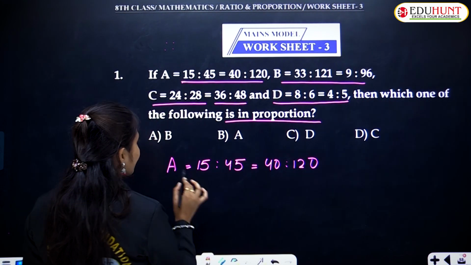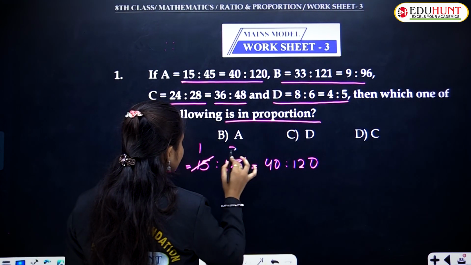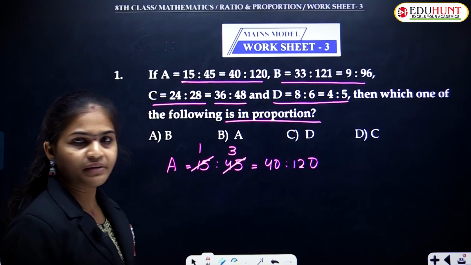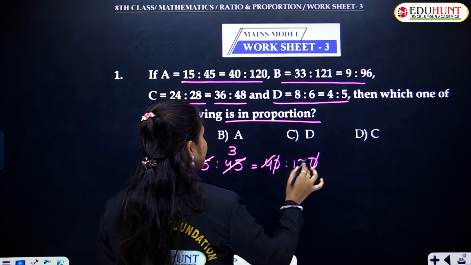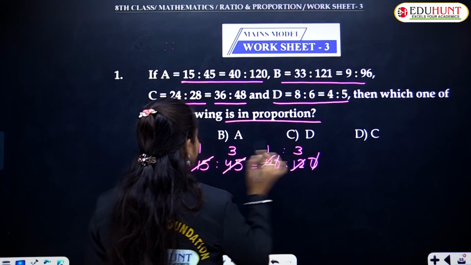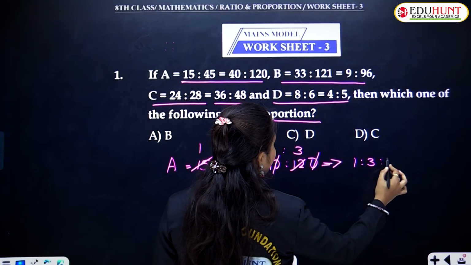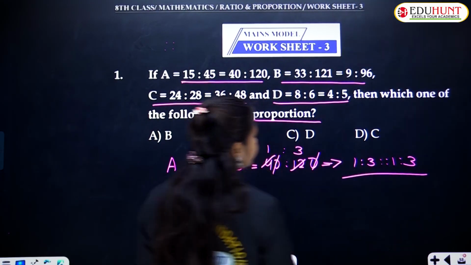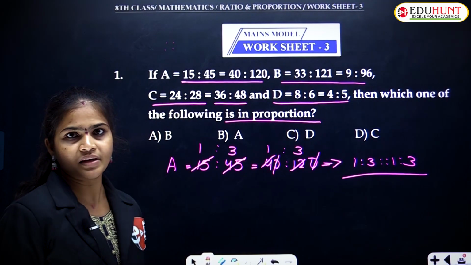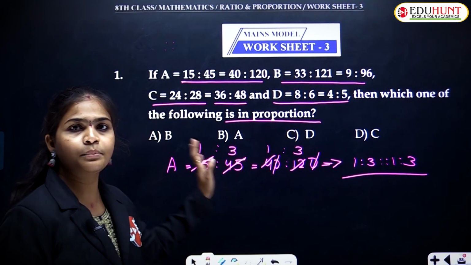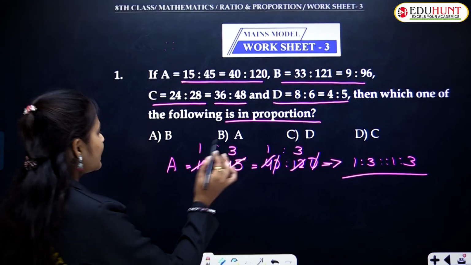This is the value of A, right? So here 15 is to 45, 15 ones are 15, 15 threes are 45, right? And in the other, cancelling, 0, 0 gets cancelled, 4 ones, 4 threes. So children, when you observe this one, we can say that 1 is to 3 as 1 is to 3. Clear? So here 1, 3, 1, 3 are in proportion. Understand? So 1, 3, 1, 3 are in proportion means automatically A is in proportion. Okay. Let us check the second option.